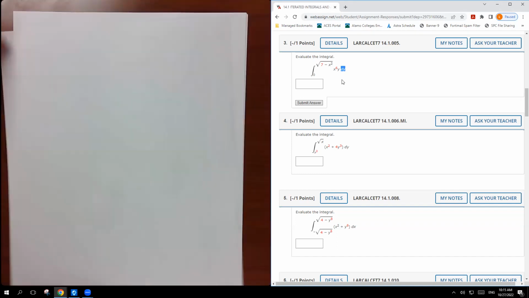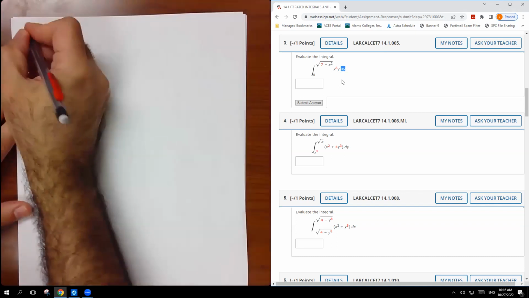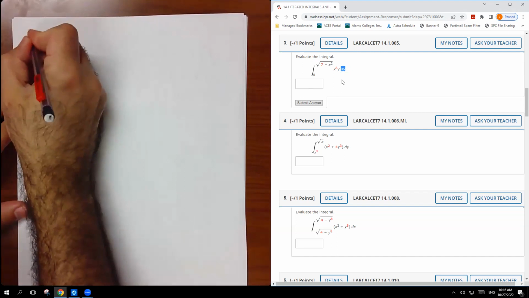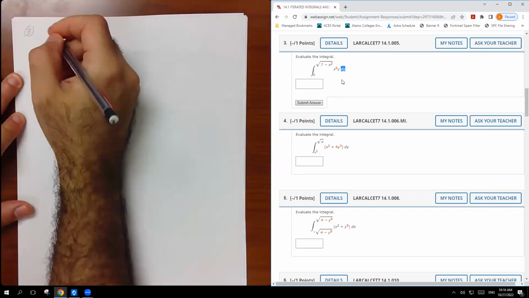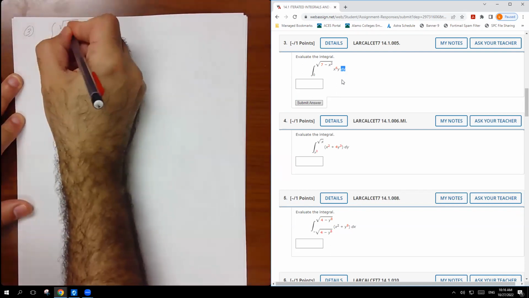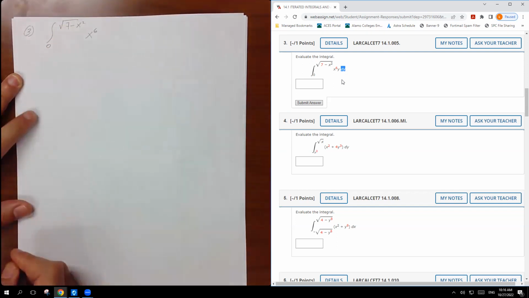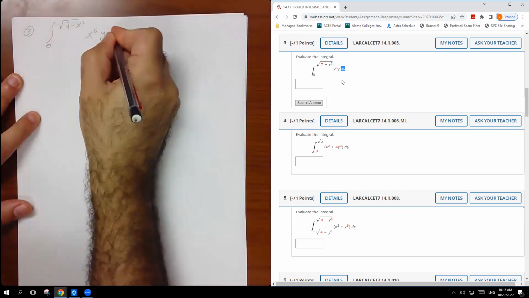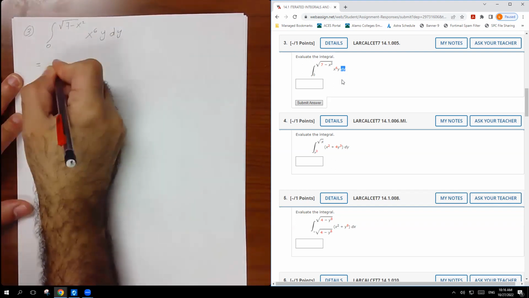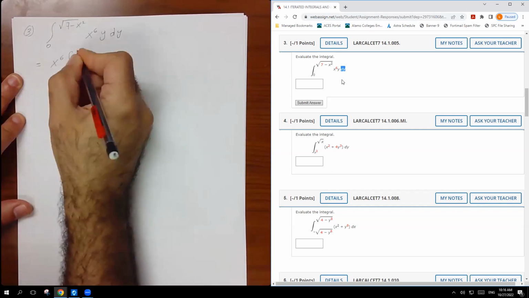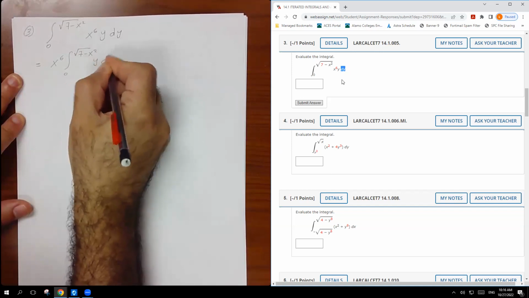Let's check that. This is the integral from example 3. The integral from 0 to the square root of 7 minus x squared, and here x to the power 6 y dy. So x to the power 6 is a constant. That means this one is going to be equal to x to the power 6 times the integral from 0 to the square root of 7 minus x squared of y dy.